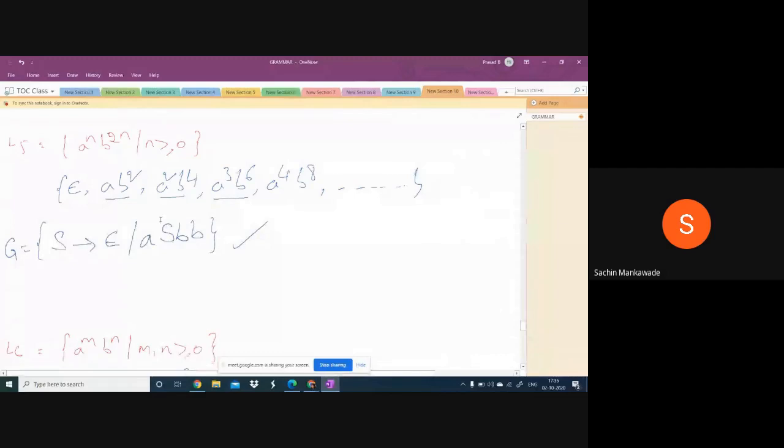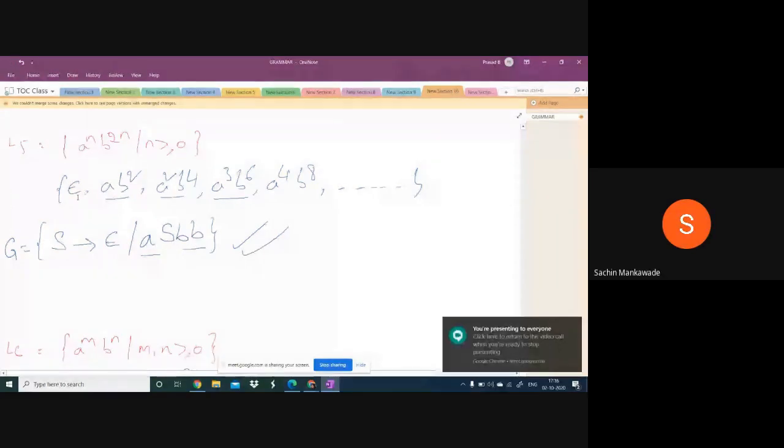So for that reason, whenever you are generating a, for every a generate 2 b's. That is the reason I took S derives aSbb. So the productions are S derives epsilon and S derives aSbb. This is the grammar. Do you understand? Yes, sir. Okay. Copy this one.